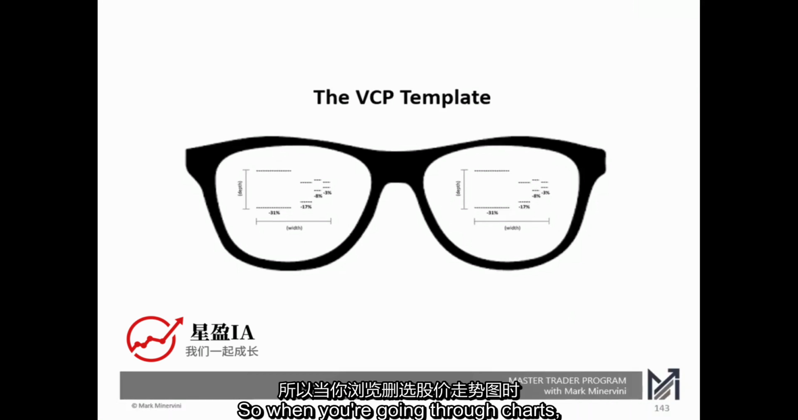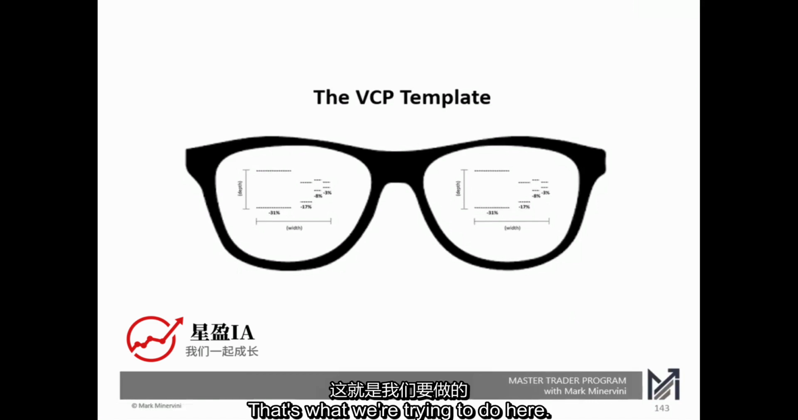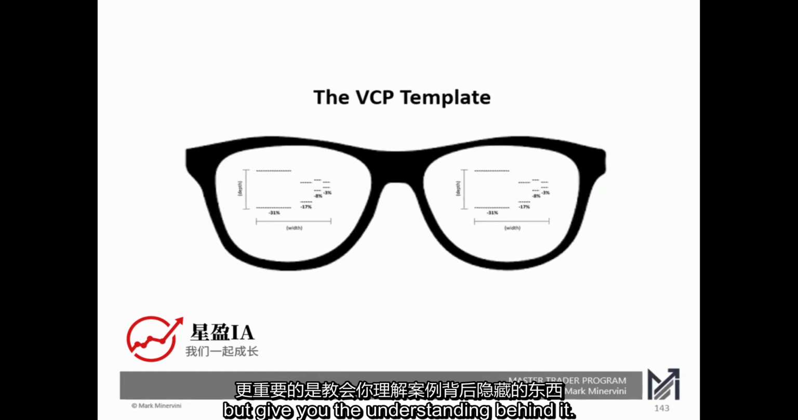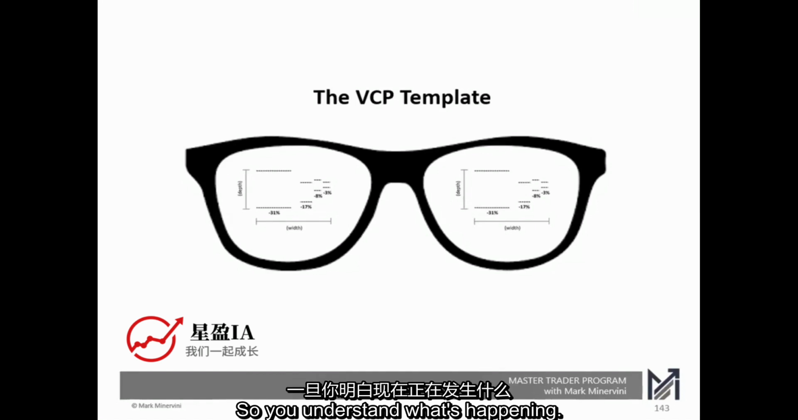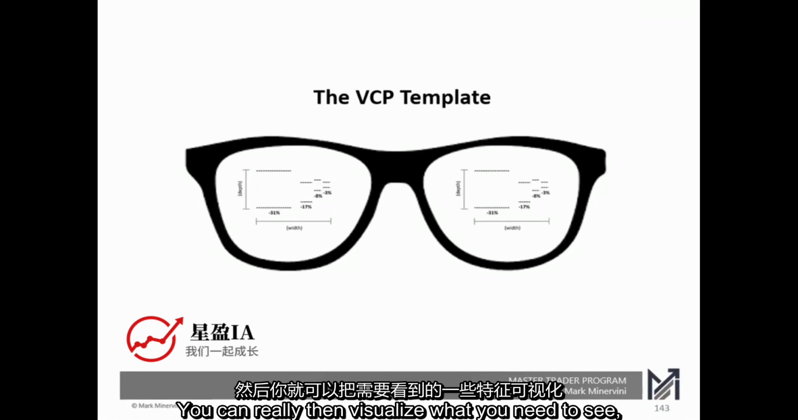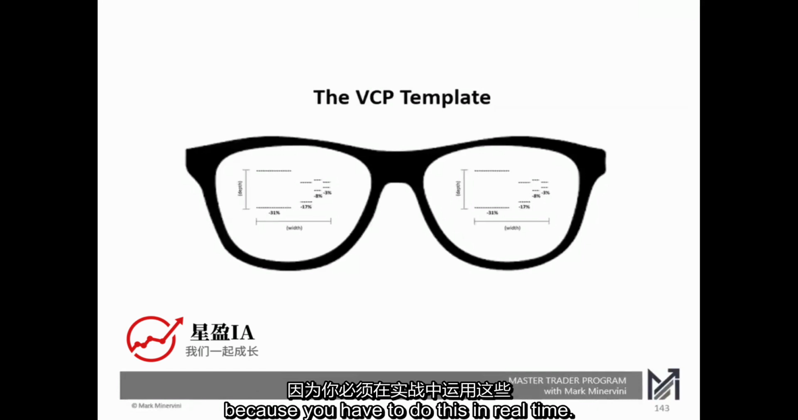So when you're going through charts, you'll be able to say, hey, that's got that look that it's about to go. Yeah, and that's what we're trying to do here. We're trying to not only show you all these examples, but give you the understanding behind it. So you understand what's happening, and you can really then visualize what you need to see and have some imagination as you're going through this, because you have to do this in real time.